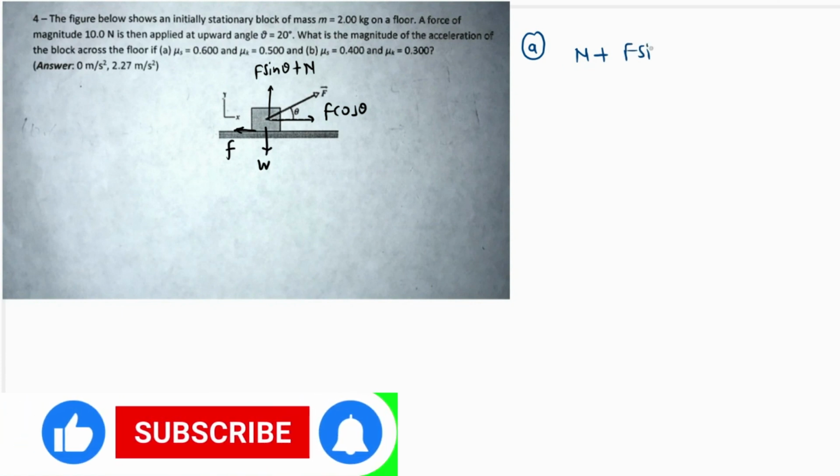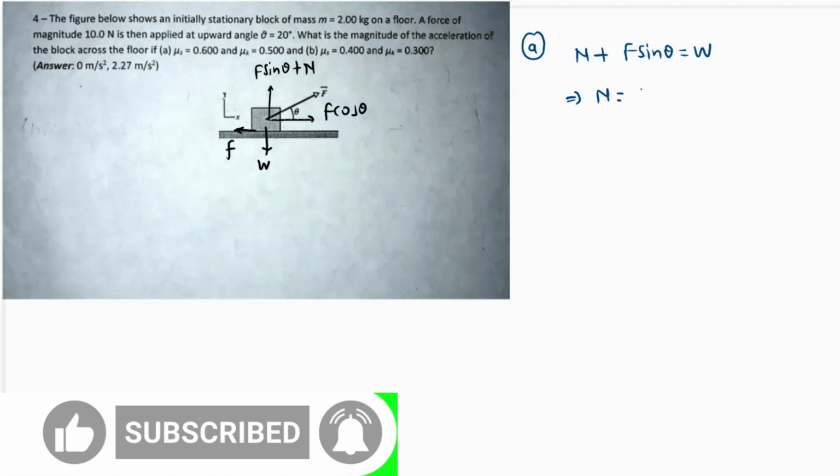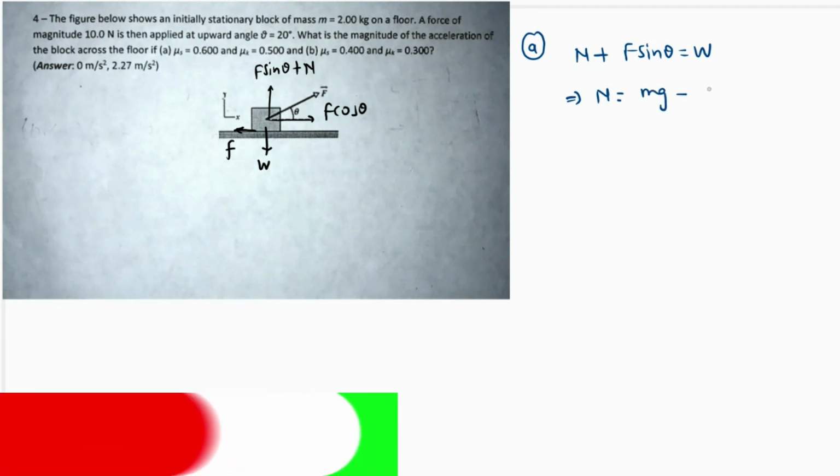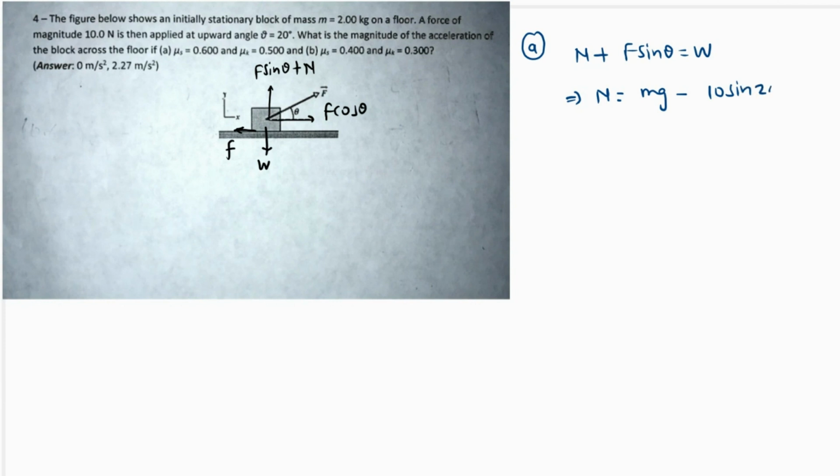friction: N plus F sine theta will be equal to the weight. This means that the normal reaction will be the weight, which is mg, minus F sine theta. F is 10 and theta is 20 degrees. Mass is 2, g is 9.8, minus 10 sine of 20 degrees. So this will come out as 9.8 times 2 minus 10 sine of 20, which is coming as 16.18 newton.